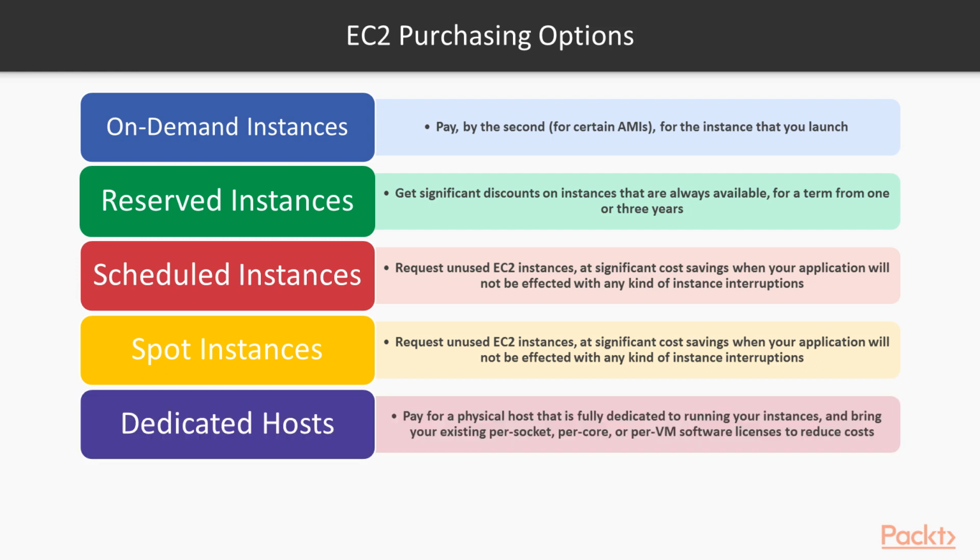Next, we have dedicated hosts. Now, this is where you pay for a physical host that is fully dedicated to running your instances, and this enables you to actually bring your per socket, per core, or per VM software licenses to reduce cost. So, if you are an enterprise customer with a volume license agreement with the likes of Microsoft or similar, you can actually bring those licenses across to the Amazon Web Services platform, and in order to use them, you would need to provision dedicated hosts.